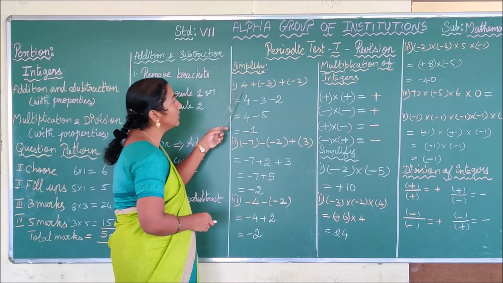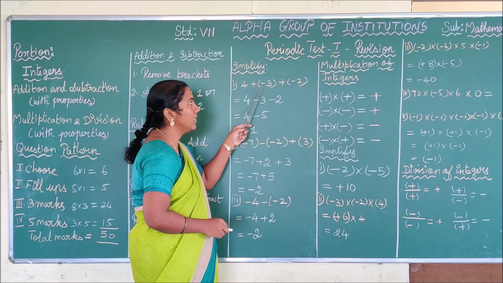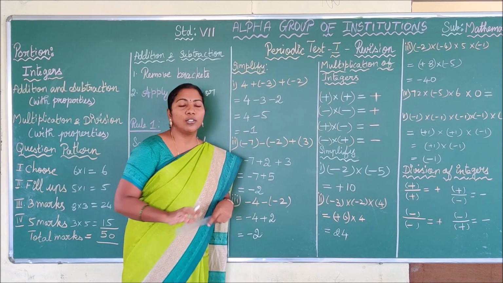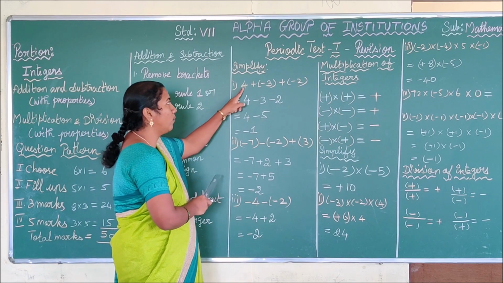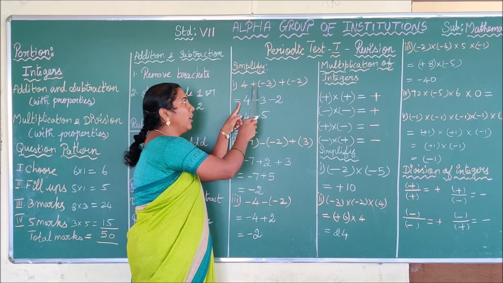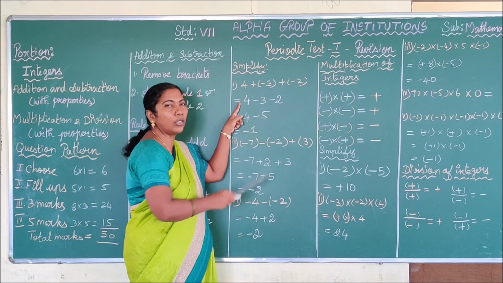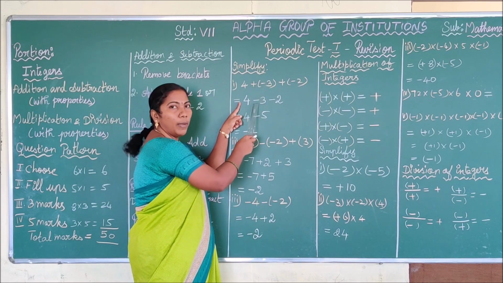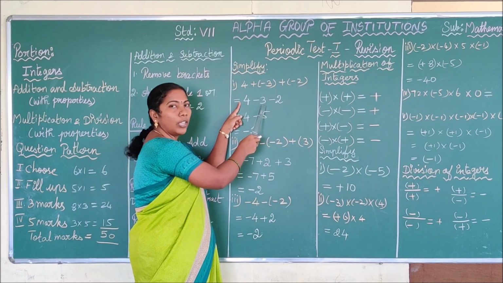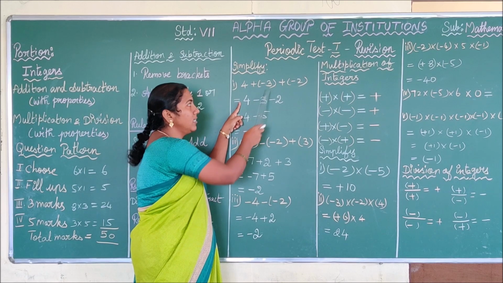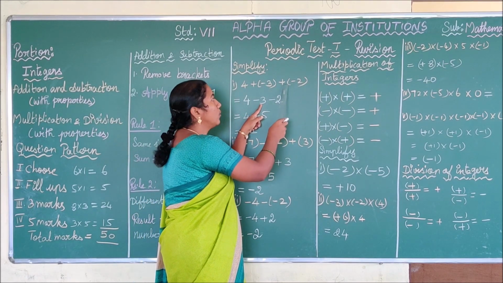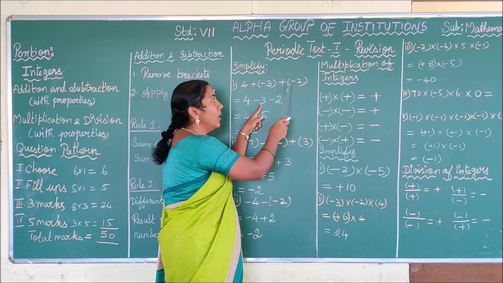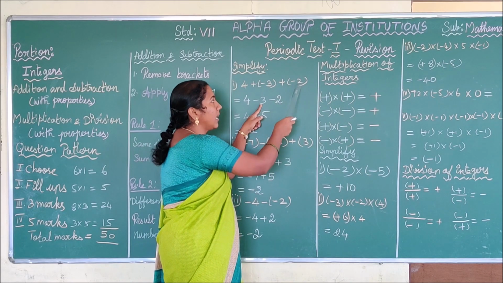First see this. 4 plus (minus 3) plus (minus 2). The first rule is you have to remove the bracket. How can we remove the bracket? See here 4. To remove the bracket, you have to multiply the symbols. Plus into minus, minus. Write the 3 as it is. So plus into minus, minus 3. Now we are going to remove this bracket. For that you have to multiply the symbols. Plus into minus, minus. Write the 2 as it is.